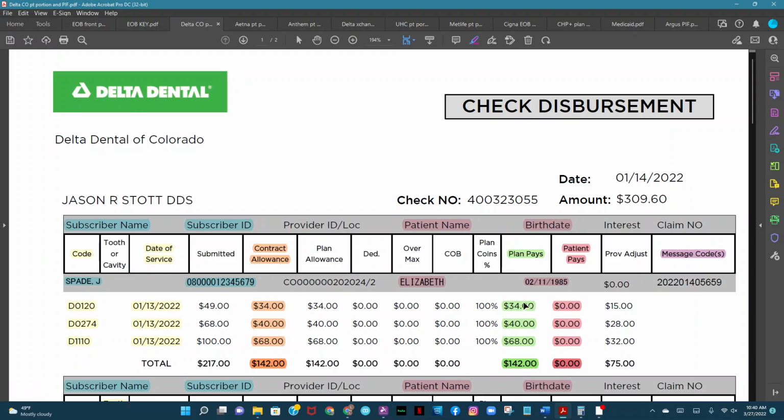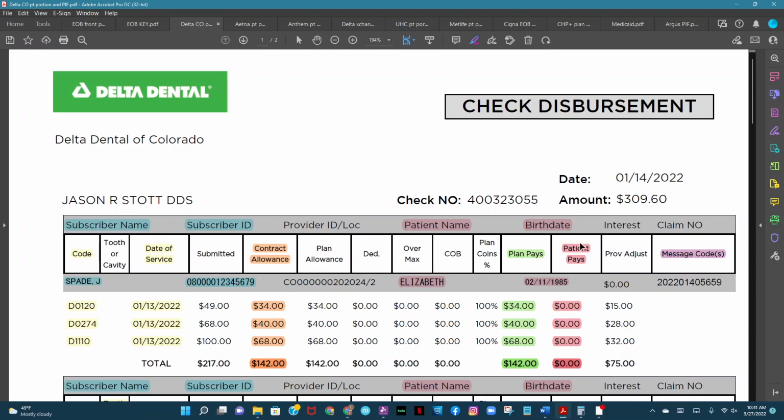Now on to what insurance paid. They have it labeled here as plan pays. Okay, we're going to look down here at the total, the very bottom line, which is 142, which is the amount that they paid us. If you look up this column here, you can see the amount that they paid per code.